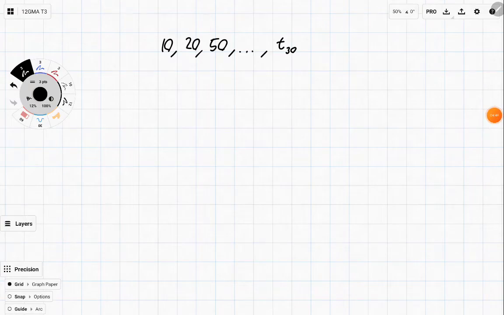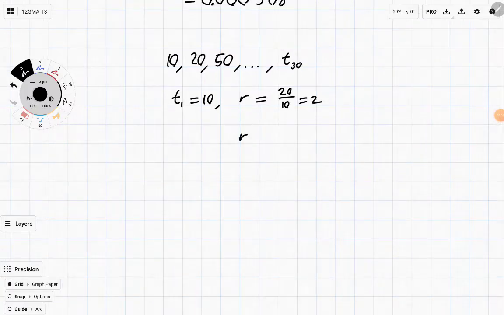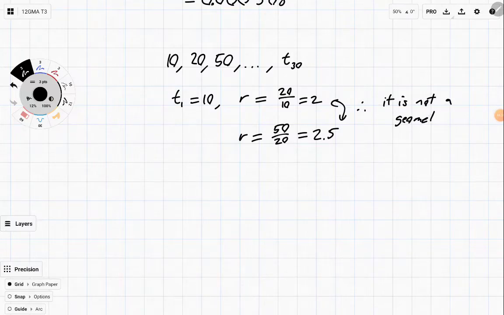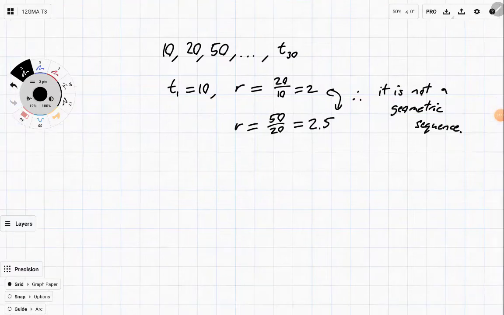Let's look at this sequence, 10, 20, 50, and T30. Now some of you might be able to recognize immediately, but let's just double check. So T1 would be equal to 10, and the question is, what would R be? Well, 20 divided by 10 is 2, but always good to double check. R is equal to 50 divided by 20, which is equal to 2.5. These two things are not the same. Therefore, it is not a geometric sequence. And because it's not a geometric sequence, I can't predict with it, so I'm going to look at another one.